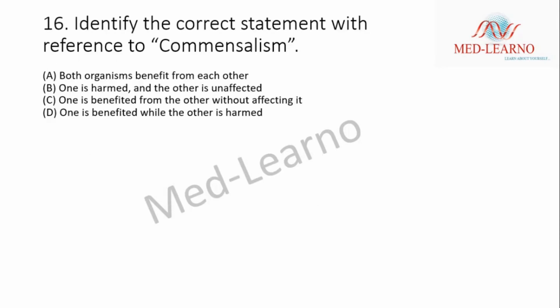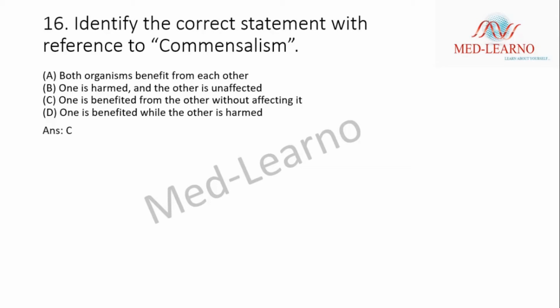Identify the correct statement with reference to commensalism. Option A, both organisms benefit from each other. Option B, one is harmed and the other is unaffected. Option C, one is benefited from the other without affecting it. Option D, one is benefited while the other is harmed. Answer is option C.